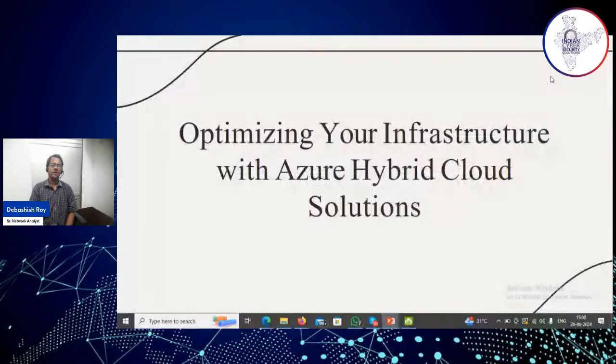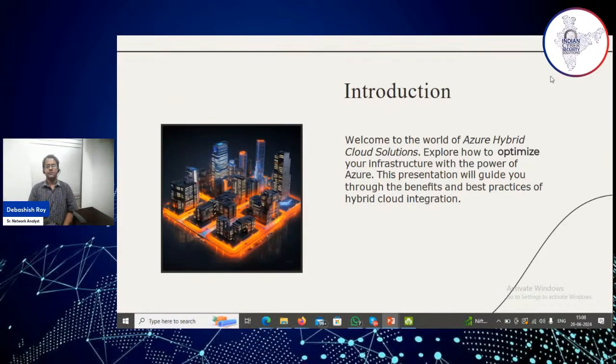So we'll begin with optimizing your infrastructure with Azure Hybrid Cloud Solution. First of all, what is a hybrid cloud that I was talking about? You are not dependent on one cloud. Say you are not dependent only on Azure or only on AWS, because anytime it may fail. So there is no redundancy, like you are having a single data path. In that case, there is no fault tolerance, then that path may always go down. Then what will happen? Your data will never be able to flow.